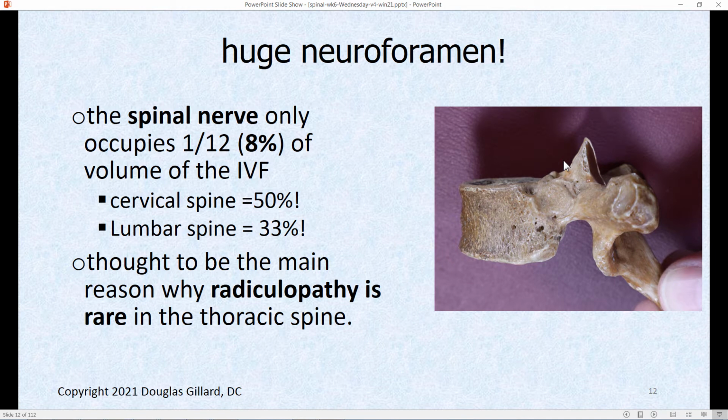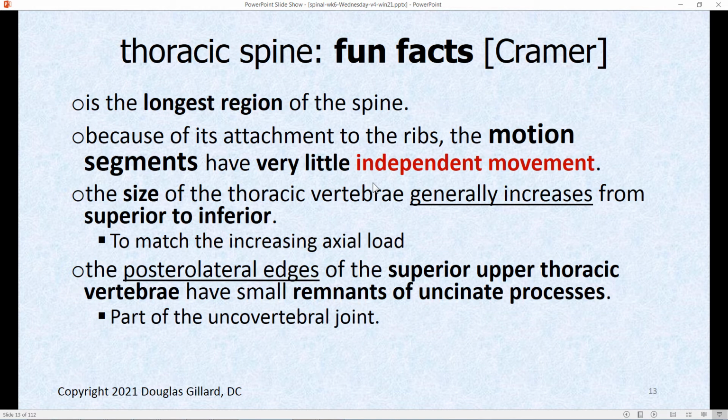All right, so the ratio between the spinal nerve and the neuroforamen is only 8%. So the spinal nerve only occupies 8% of the volume of the IVF. Cervical are huge. They're 50%, that ratio between the spinal nerve and the volume of the neuroforamen. Lumbar is about 33%. So this is why you're probably going to see very few cases of thoracic radiculopathy and radicular pain, pain wrapping around the chest, which is where the intercostal nerves go. The anterior ramus makes up the intercostal nerve. You don't see that very often. Very rarely do I see people with thoracic problems.